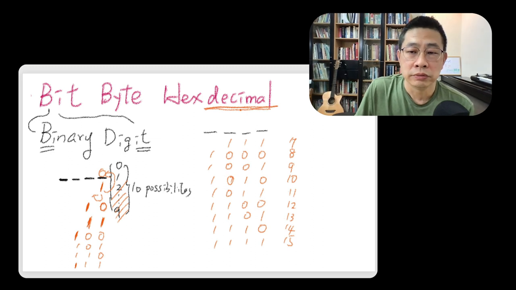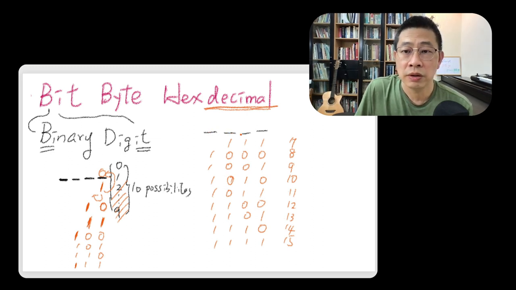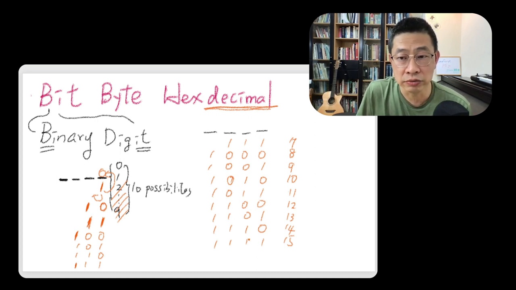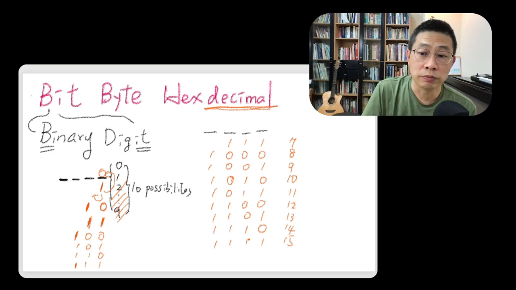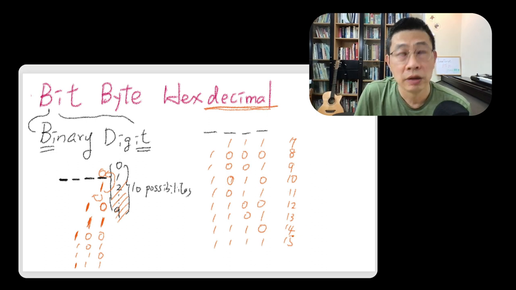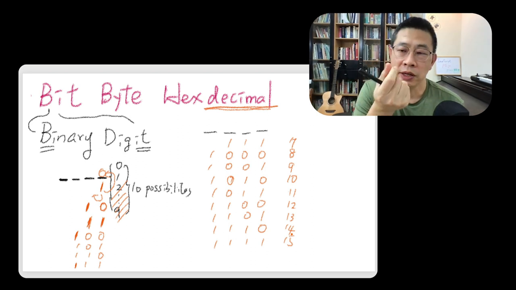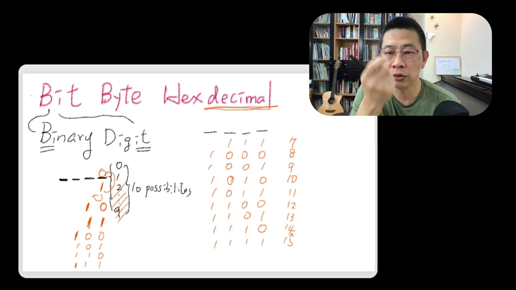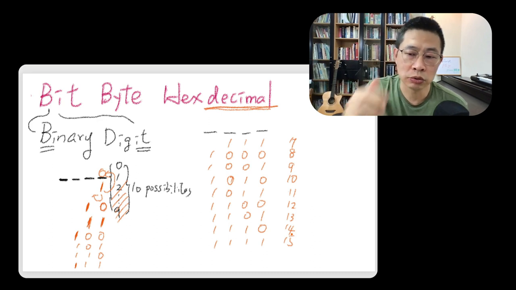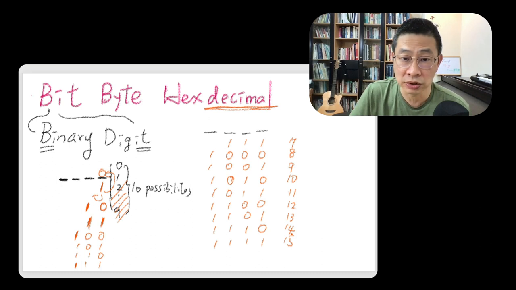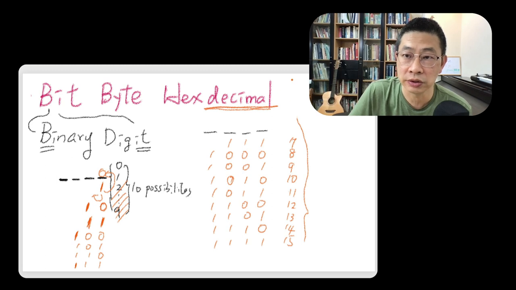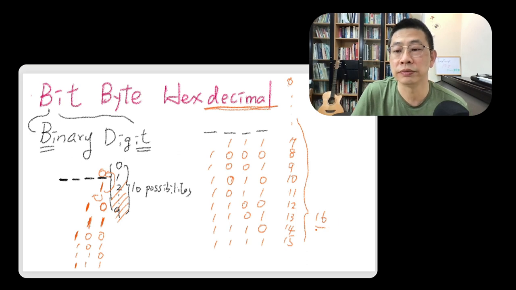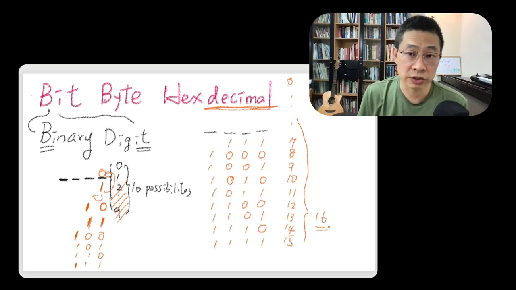15. And now we have used 4 bits to represent the number, and the maximum value will be 15. Why? Because every single bit can be 0 or 1, and from 0 to 15 there are 16 combinations, right? So 4 bits have 16 combinations.